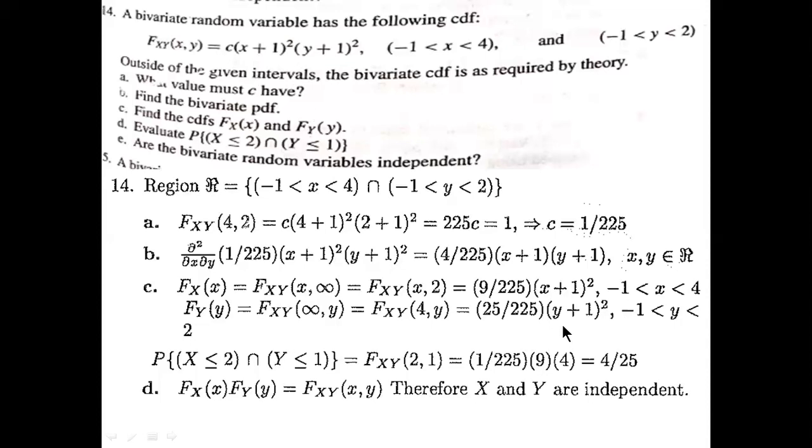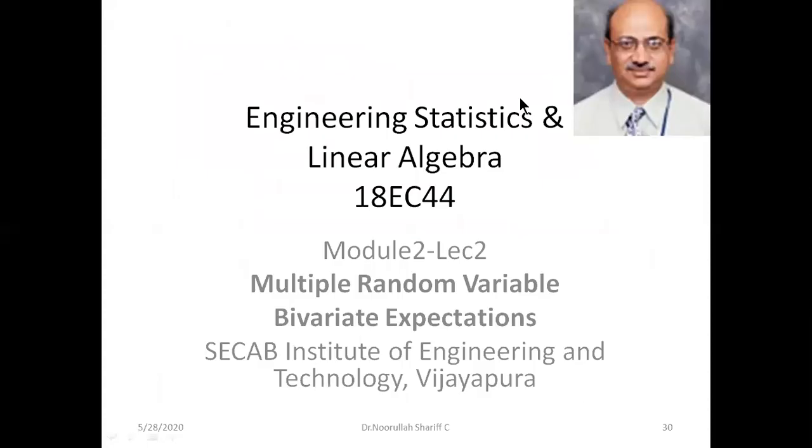So therefore, because f_X(x) times f_Y(y) is equal to f of x, y, we say that x and y are independent. So with this, we come to the end of this particular topic, and we'll take up the bivariate expectations in the next class.